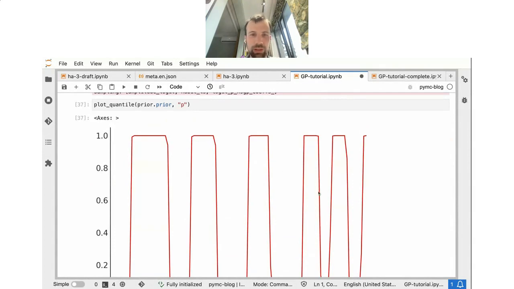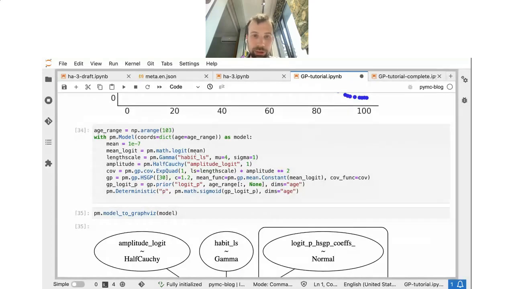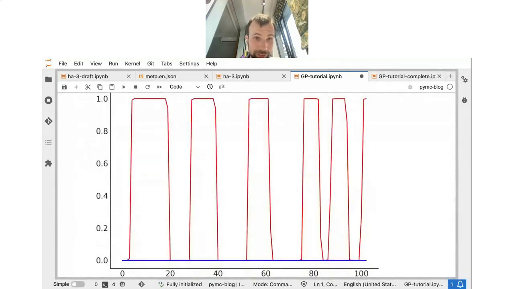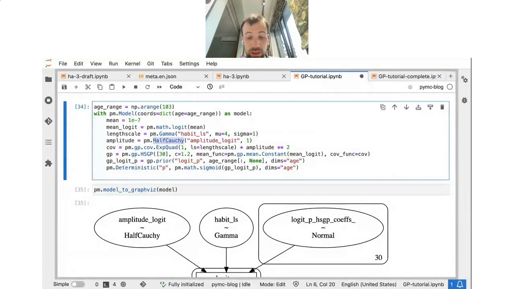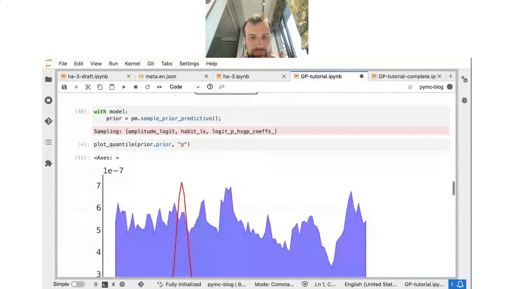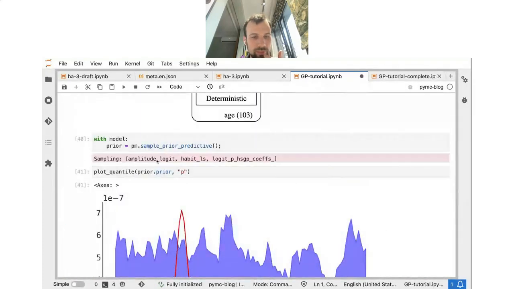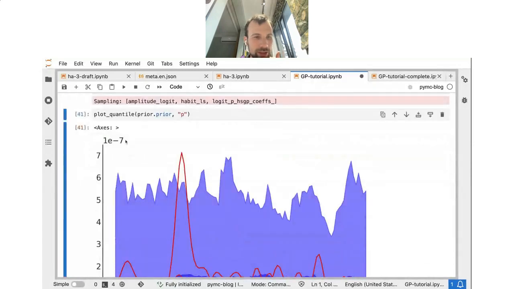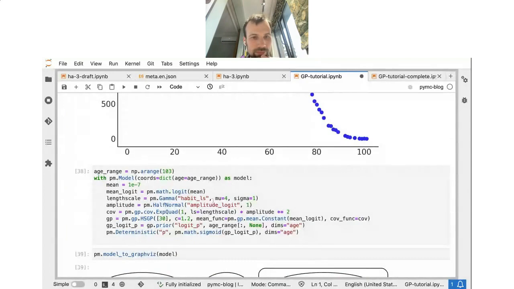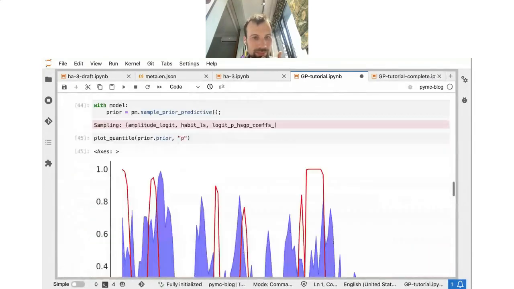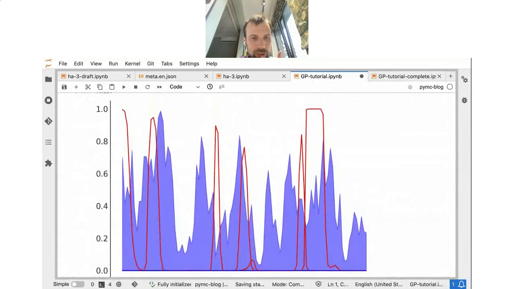And actually, I don't really like this prior predictive. It feels like the amplitude is too much, like really too much. Let's, instead of half Cauchy, use just half normal. It does seem low. Is it all correct? Looks better.